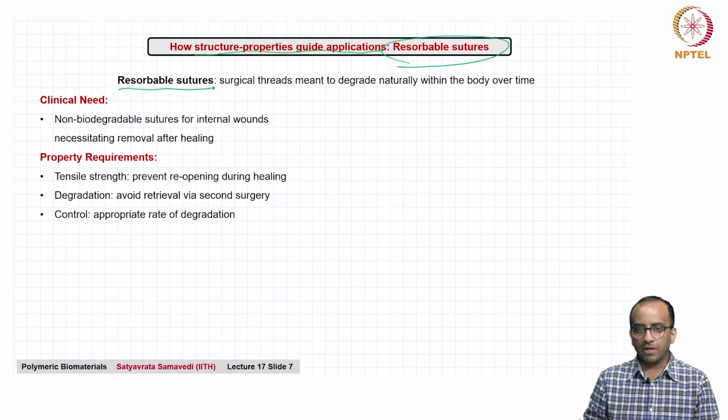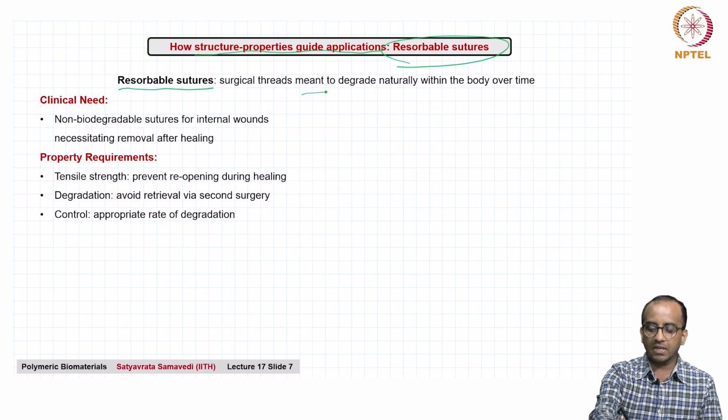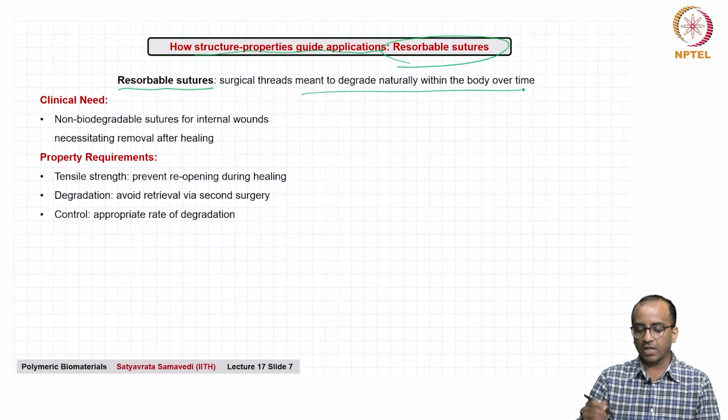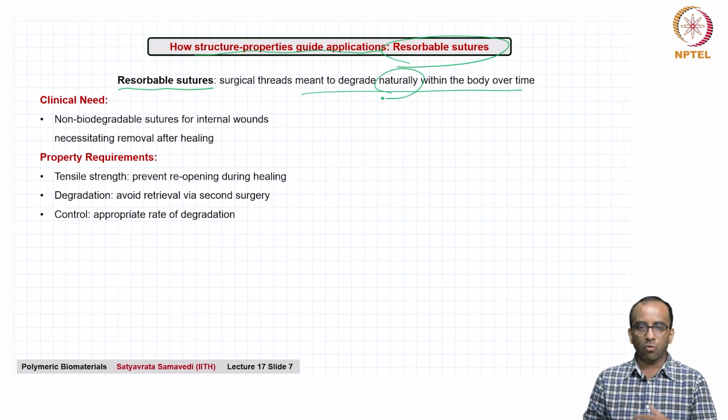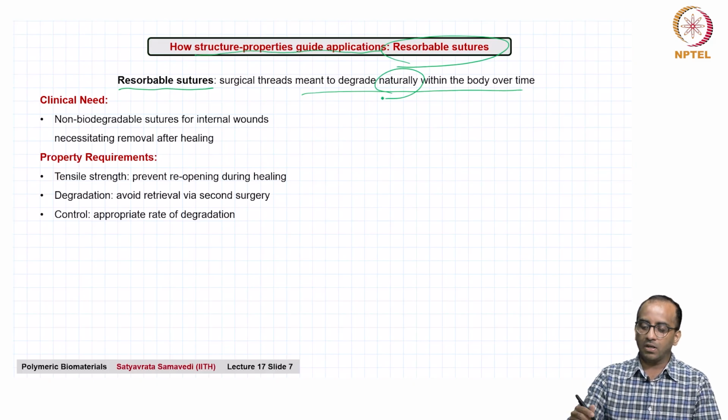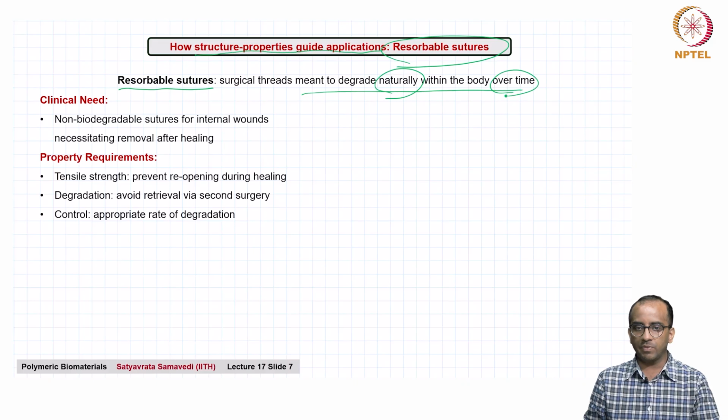These are essentially surgical threads meant to degrade naturally within the body over time. Naturally, that word is very important. Once they have been sutured, what we mean here is there is no external intervention required for you to either remove them or make them undergo degradation. The idea here is they should undergo degradation naturally within the body over time, and over time also here has to be connected to what is the function that this suture is doing within that region of the body. So how long is that function required will dictate how quickly the material should degrade.